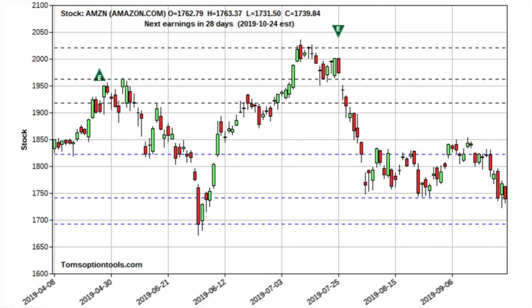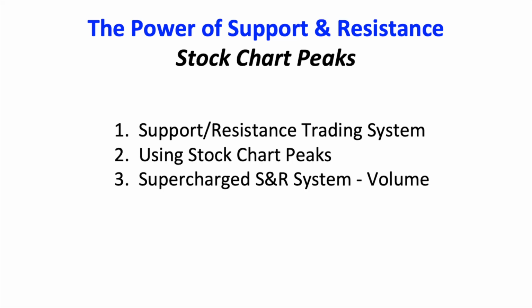I'm going to go into some detail here. I want to talk to you about how we can get these dotted lines drawn automatically on your chart. Let's talk about the power of support and resistance using stock chart peaks within Tom's tools. In this video, I'm going to go into some more detail on support and resistance, a trading system that I really like. I'm going to show you how to turn on those automatic support and resistance lines using stock chart peaks. And then I'm going to supercharge the system using volume.